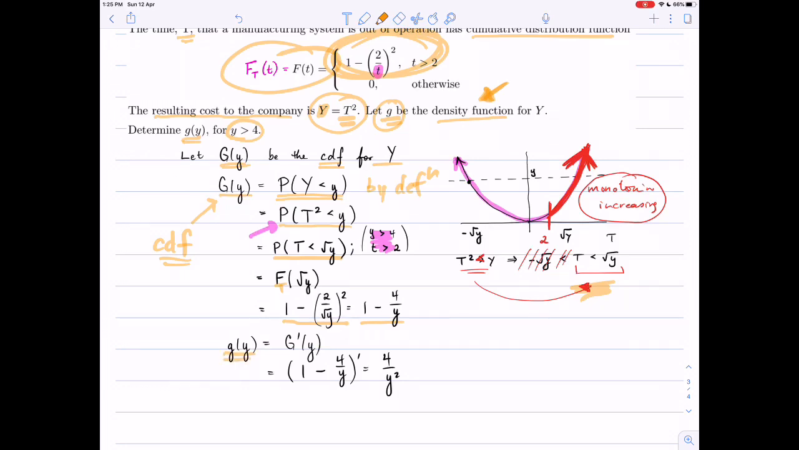The density function g of y is big G prime of y. So I take the derivative of the expression that I got above here, and using your differentiation rules, you should see that you get 4 over y squared, and that is our final answer. That is the density function of our new variable y.